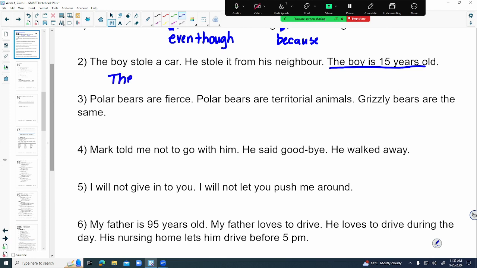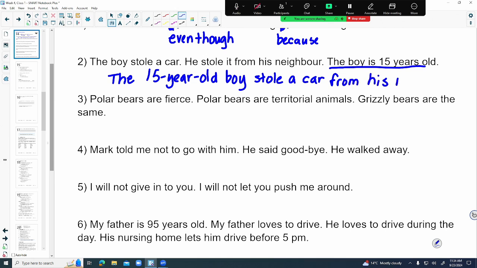So we can go, 15-year-old boy. So now we've combined the first sentence and the second sentence. Stole a car. And instead of repeating he again, stole a car from his neighbor. Okay, and there we go. We have one sentence that has all that information instead of three short, choppy sentences. So instead of the boy stole a car, he stole it from his neighbor, the boy is 15 years old, the 15-year-old boy stole a car from his neighbor. It sounds more interesting and it flows better.